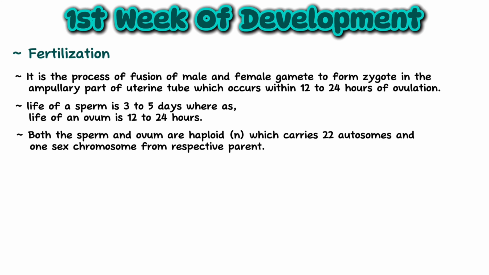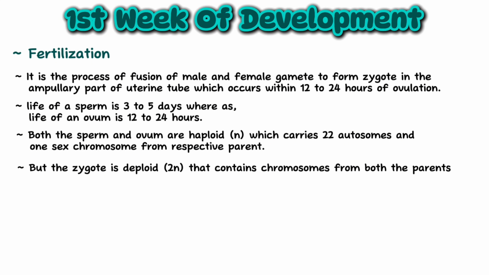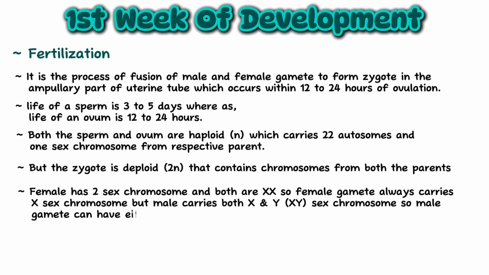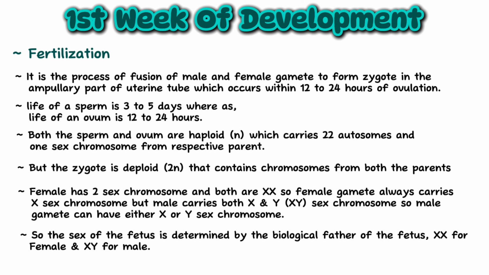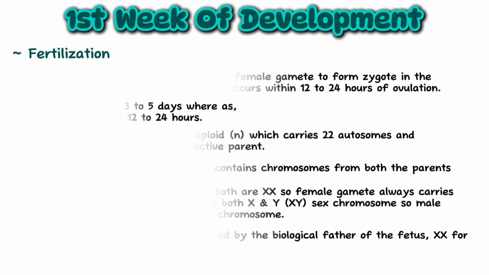Both the sperm and ovum are haploid in number. It means both of them carry half the number of chromosomes, that is 22 autosomes and 1 sex chromosome. But the zygote is diploid in number. It means it contains a whole set of chromosomes, that is 46 chromosomes. Among them, 44 are autosomes and 1 pair of sex chromosomes. The sex chromosomes can be XX, which denotes female, or XY, which denotes male. So in simple words, the sex of the fetus is determined by the biological father of the fetus.